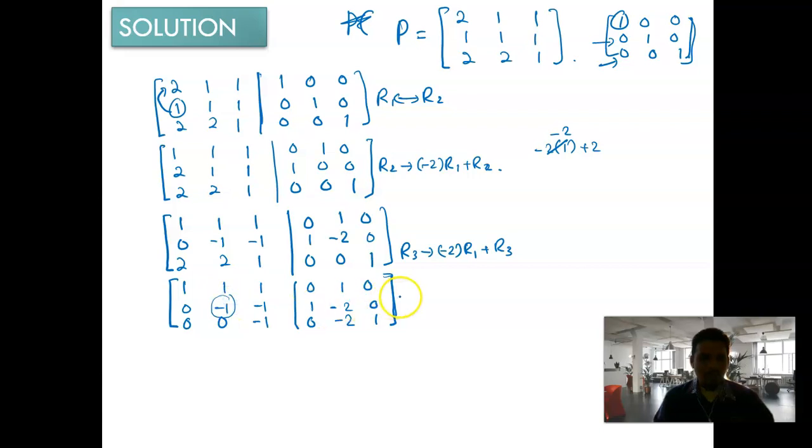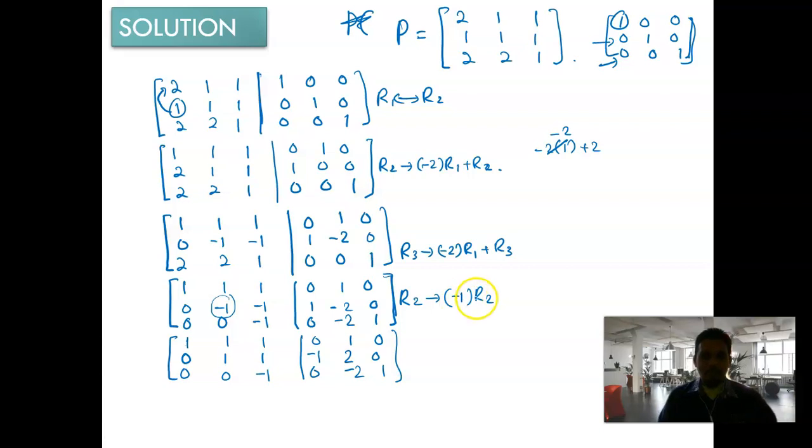Okay, look at this. The new R2 equals negative 1 multiplied with R2. Nothing changed in row 1 and row 3, so we get 1, 1, 1, 0, 1, 0, 0, 0, negative 1, 0, negative 2, 1. 0 multiplied with negative 1 is positive 1, negative multiplied with negative 1 is positive 1, negative 1 is positive 2, and 0.